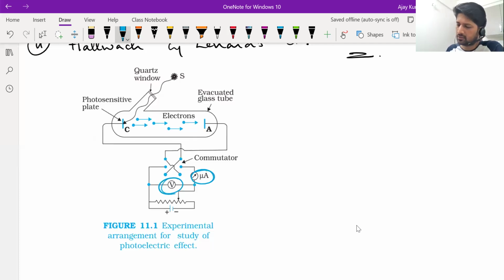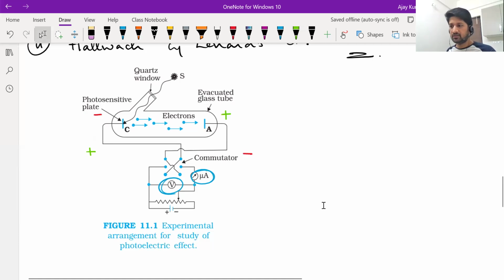What does a commutator do? It helps you switch the terminals. If you want, you can maintain this side at high potential and this side at low potential. Or by switching, you can even maintain this side at high potential and the opposite side at low potential. So that facility was there. These are the experiments which actually made them doubt the wave nature of light, and helped them discover the particle nature of light. Now, what all did they observe?